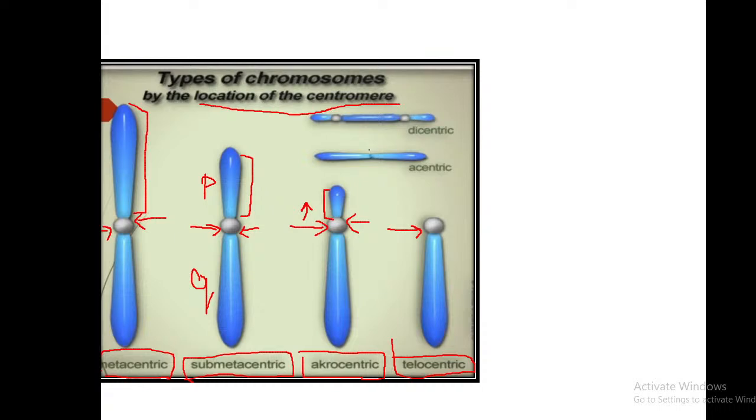This is also another, if the centromere is absent, these are all hypothetical representations, not commonly found in a cell. And this is dicentric, if a chromosome is having two centromeres. Acentric means no centromere.